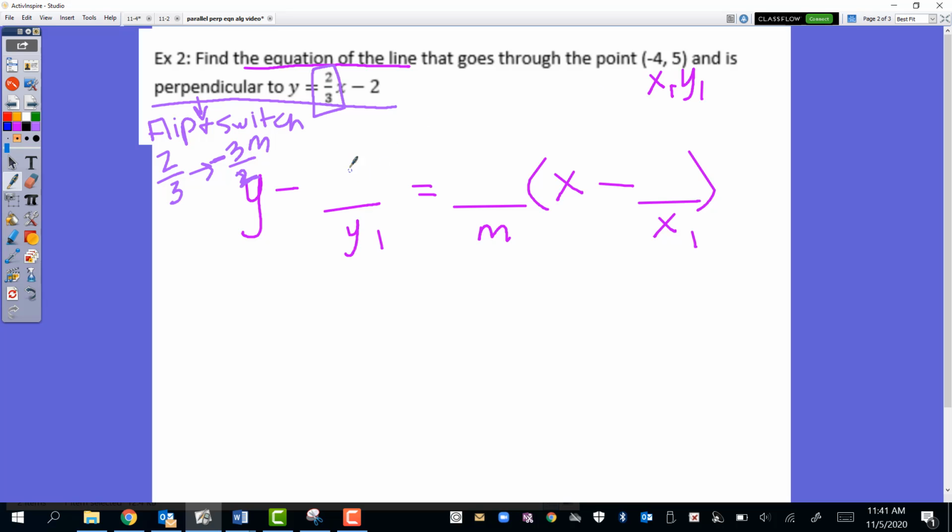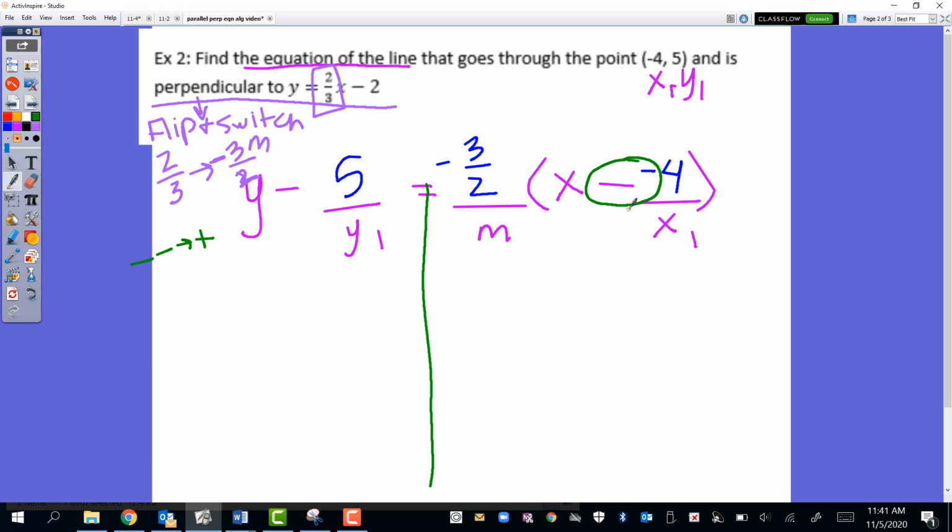So my y1 is 5. I plug that in. My slope, I just figured out perpendicular meant this number right here. So I'm going to put negative 3 over 2. And then my x1 was negative 4. And then I just got to solve for y. So I'm going to check, are there any negative negatives that I need to change to a plus sign? I'm checking here. Nope, that's just y minus, so that's good. This has double negatives, so I got to change that to a plus. So now this should say x plus 4. And everything else just drops down.